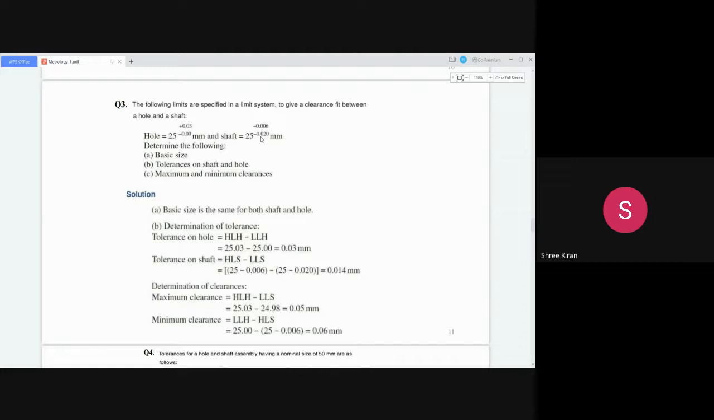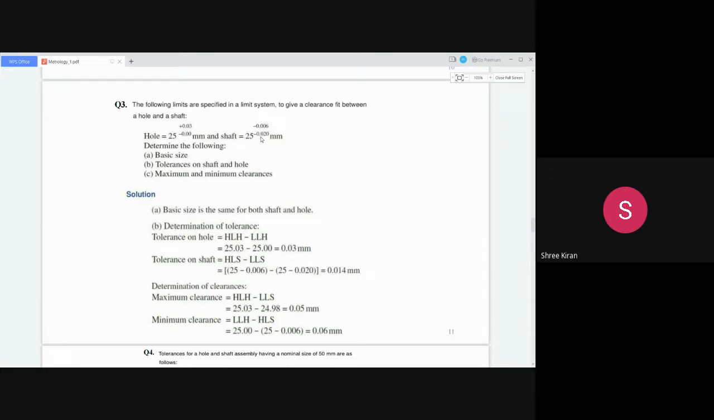In the case of tolerance of hole and tolerance of shaft, we have the determination of clearances, that is the maximum clearance and the minimum clearance. Maximum clearance is HLS minus LLS, which is 25.03 minus 24.98, equal to 0.05 mm. Minimum clearance is LHS minus HLS, which is 25 minus 0.006, equal to 0.06 mm. So this is what happens in the case of limits and specified limits.